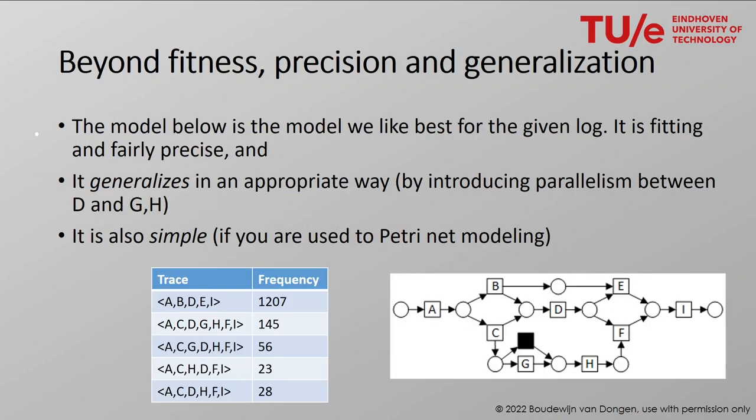All right, but there's more. We like this model the best. It's fitting, it's fairly precise, it nicely generalizes by putting D in parallel to the GH construct, and it's also simple, right? If you heard about Petri nets for the first time this week, you can understand this model. So this we like.